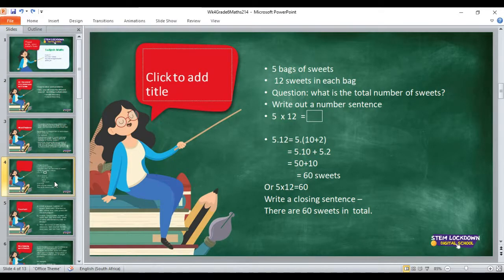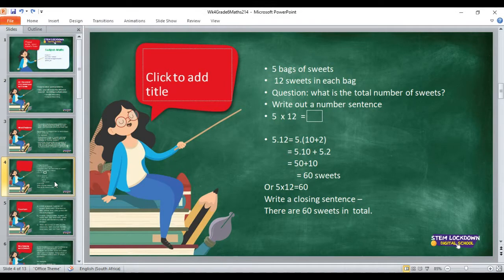Now, what is a number sentence? A number sentence would be 5 multiplied by 12 is equal to, and then you make a little box. That is your number sentence. It gives you the factors that you are to multiply, and then an empty space in the place of the product that we are looking for. Then you continue with your multiplication to get the product, or rather the answer of what you are looking for, which is the total number of sweets.